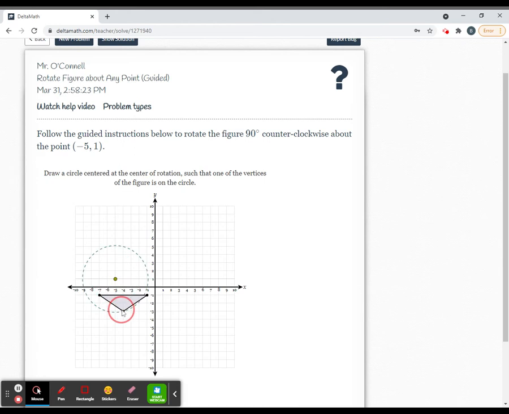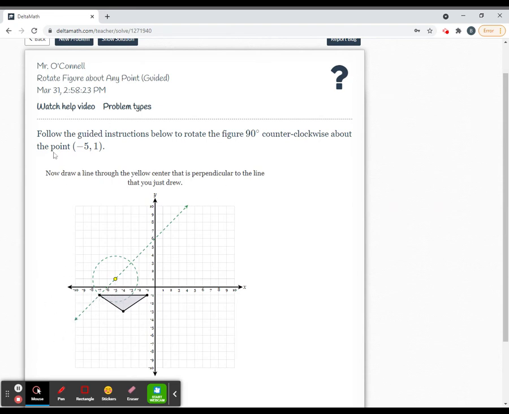So I need to put one of these vertices on our circle. I always just like to do the closest one. Personally, that's what I like to do. That way I have less to count in the future. So now it says click and drag to draw a line through the yellow center. Here's the yellow center, and here's the vertex on the circle. So all I did was click and drag to make this line.